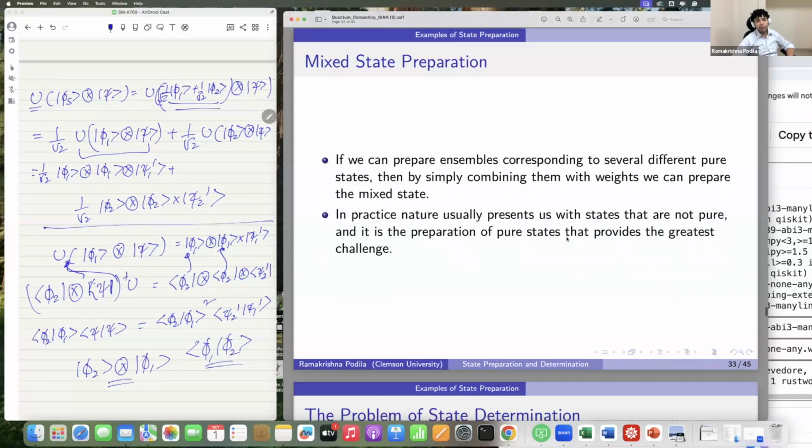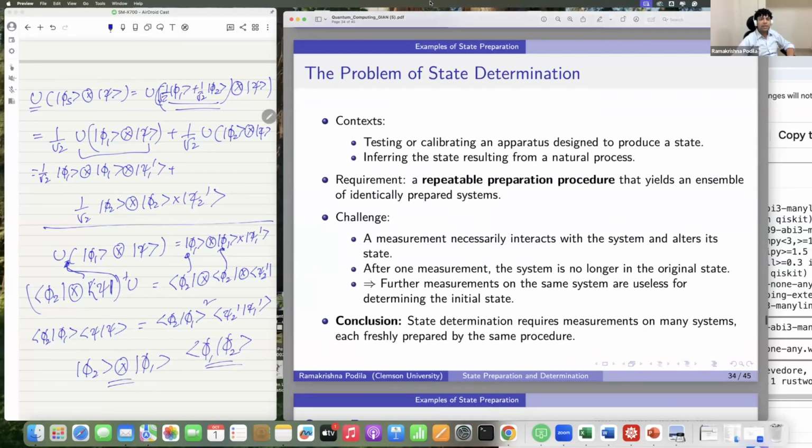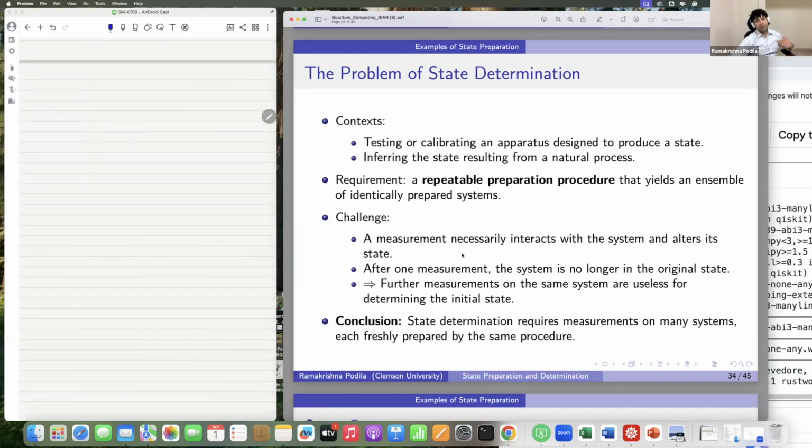Now we are going to go to the problem of state determination. I think, Mr. Vedveer, you asked about the state determination. Sorry, it took a while, but now we have reached that part, right? So now we are going to discuss how we actually do the state determination. We have to test or calibrate an apparatus designed to produce a state, like, for example, the Stern-Gerlach experiment.